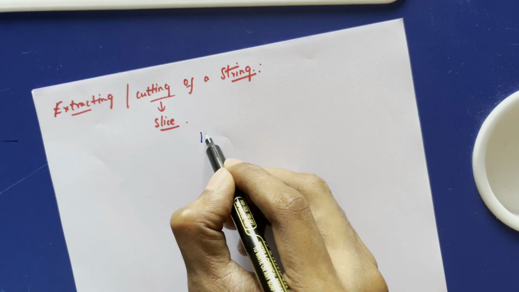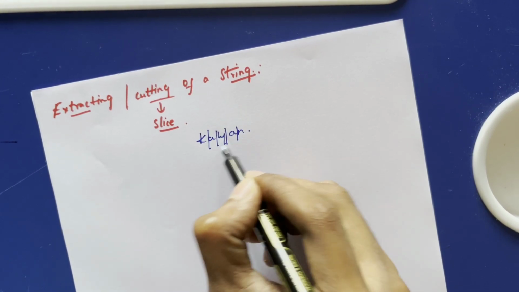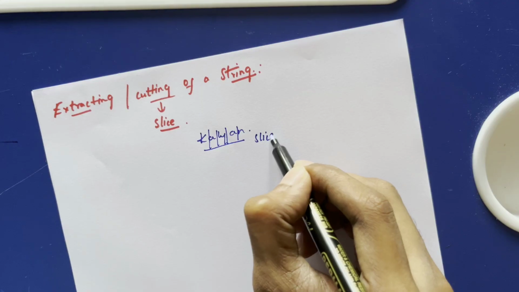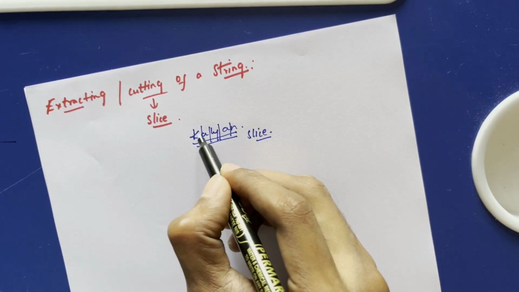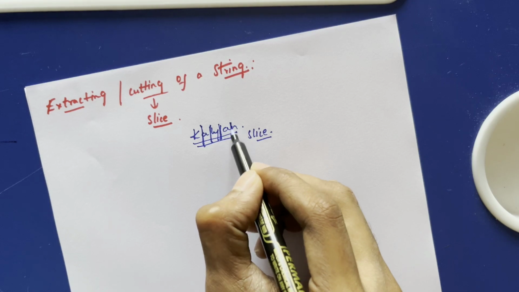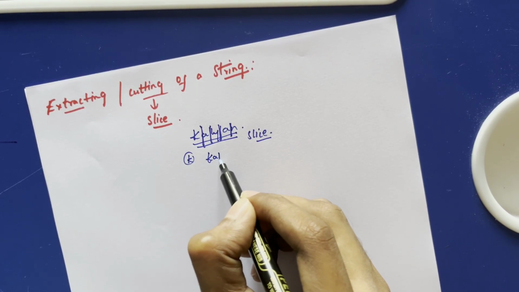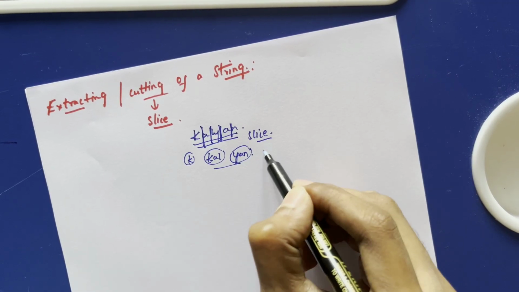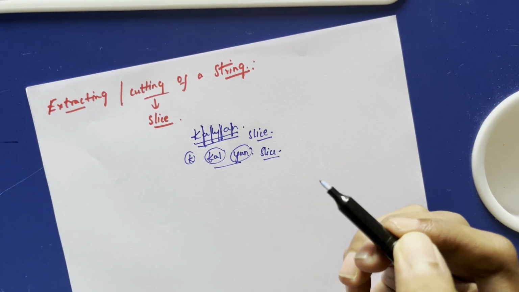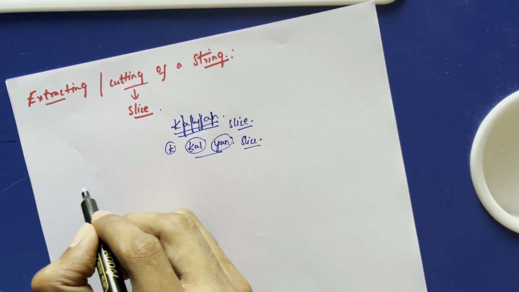Okay, suppose the example is Kalyan. If we slice a string, we will get some of its six letters, KALYAN, not only a single letter. We can cut off as many as we need. That means we can cut like K, or KL, or YAN, or KALY. That part of a string is known as a slice.